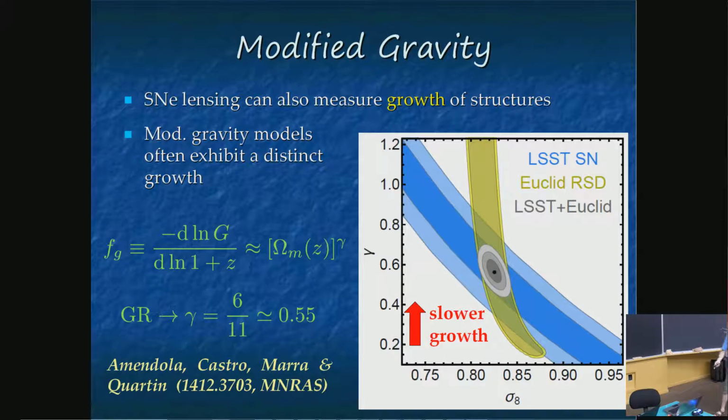But then again, as I said, most of this new information is just coming from the background. Okay, the lensing is not giving you too much, and the lensing information is the blue. So you see that it's tighter than the lensing, but it's a cross-check.